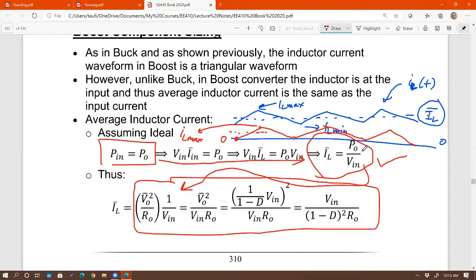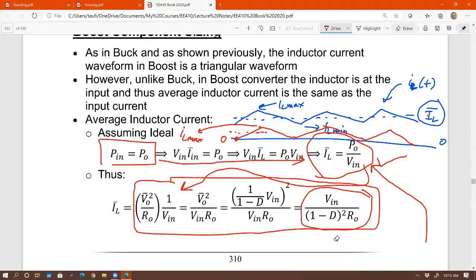For example, I replace P out with V out squared over R, and then you have the ratio of V out over V in. By doing that, and we know that V out over V in for a boost converter is 1 over 1 minus D, and so on and so forth, and so now I have another equation for IL average. So there are many forms of the equation for IL average, but the basic equation, the initial equation, is right there.